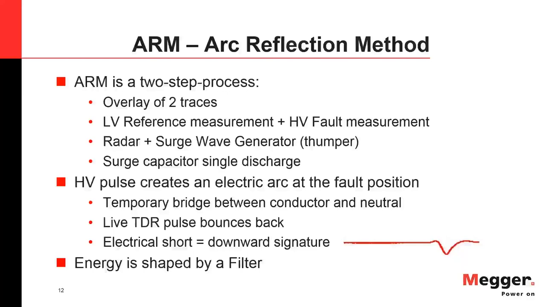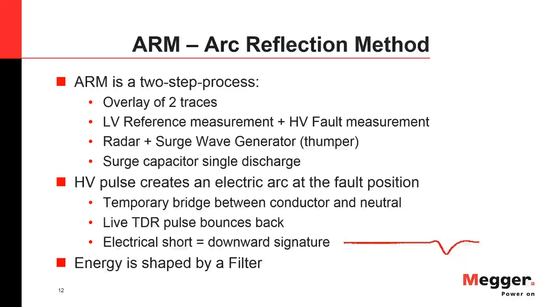Now, what can you do? You use the thumper in conjunction with the radar to record a second trace to create a so-called fault trace. And then the software in the TDR is overlaying the two traces, and where the two traces separate and where you see on the fault trace the very pronounced V shape, this is where your fault position is. Why is that the case? When the thumper is charged up and discharged into the cable, the insulation is not compromised anywhere else than the fault position. So that high voltage wave pulse travels down the cable, and so the fault trace would be pretty much on top of the reference trace all the way until the fault position.